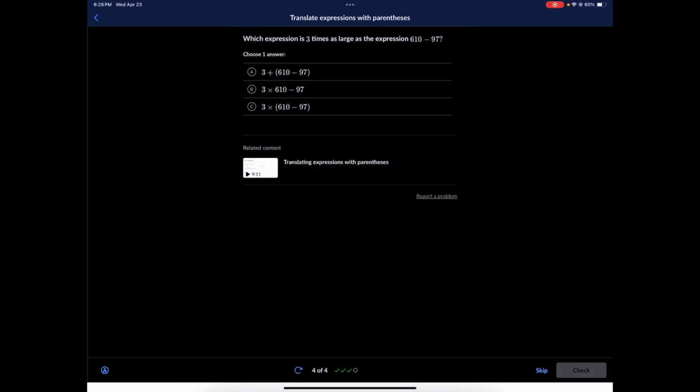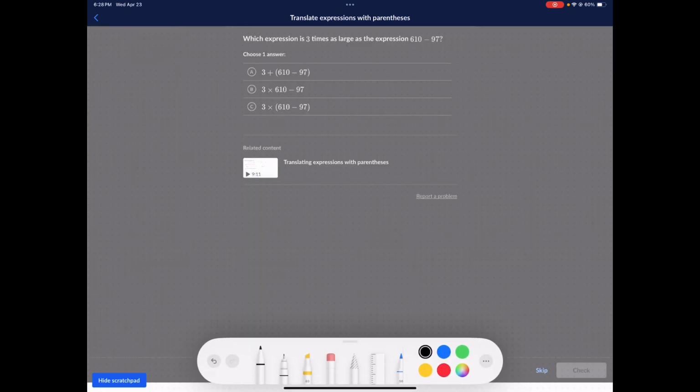Okay, last problem for this one. Which expression is 3 times as large as the expression 610 minus 97? So I know that this must be together. So it looks like all of those just demonstrate that. We're also given that we have times. What does times mean? Multiplication, good. So 3 doesn't demonstrate that. It demonstrates addition.